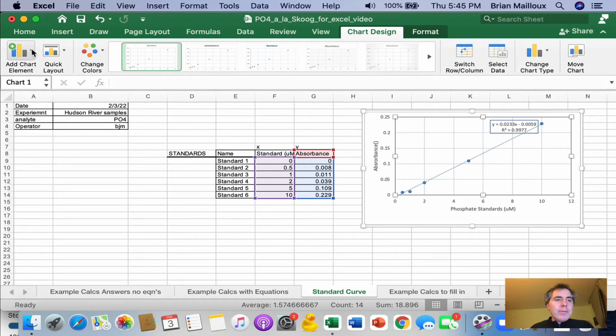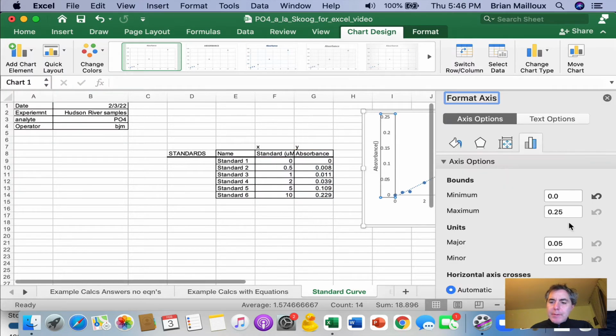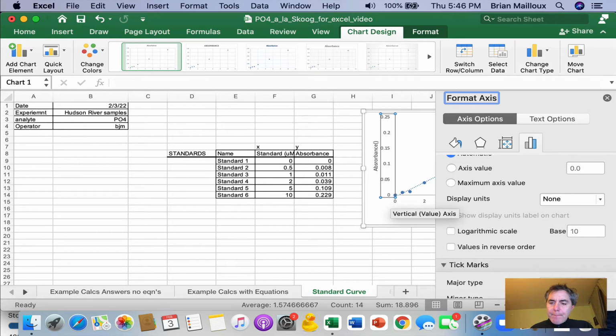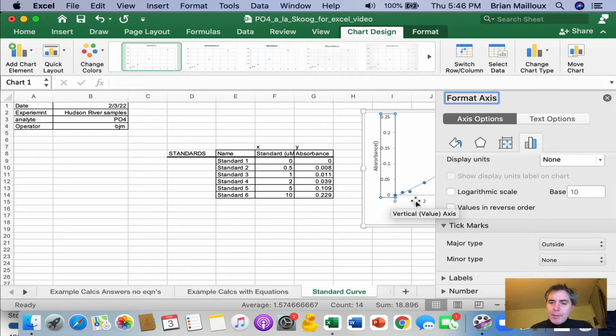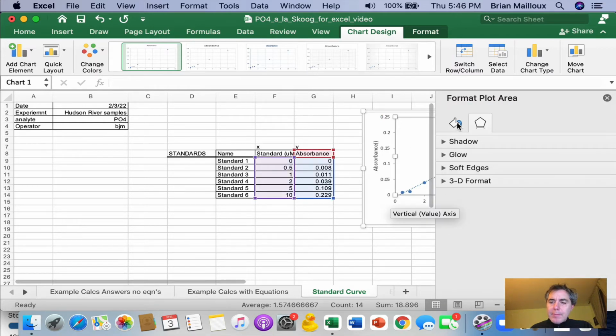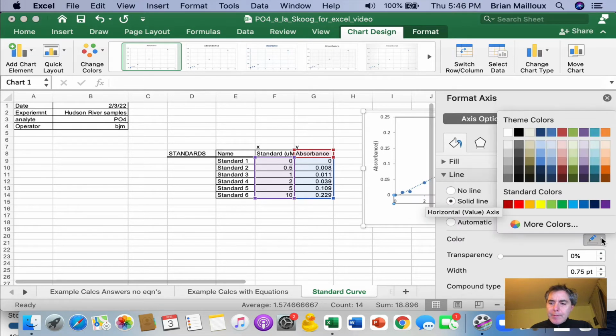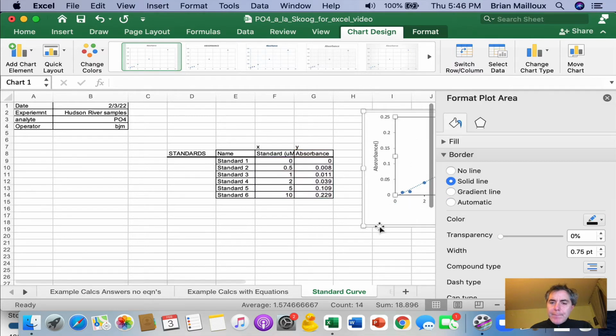I don't like the grid lines, so let's get rid of them. Let's put some tick marks in there. Major, outside. Click over here, tick lines, major, outside. And then you know I like a border, solid line, black. Let me see if it clicked for me. Solid line, black. Let's see how our graph is looking.